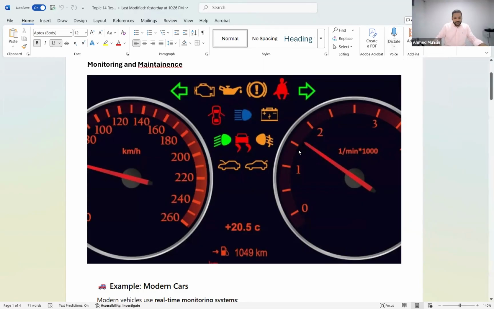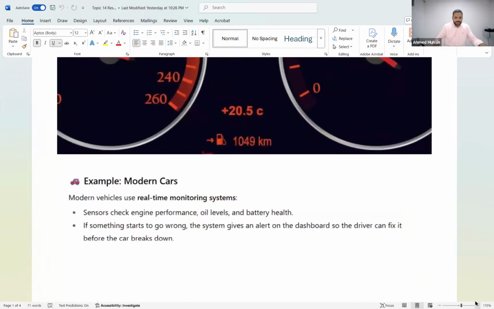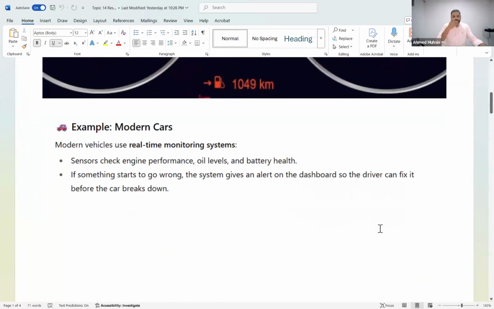Right. Then guys, can you just read this to yourselves? Because I feel like my verbal explanation is sometimes not that great. Can you guys read this? Modern vehicles have real-time monitoring systems. These are computer systems that tell you what's happening in the vehicle and what should be done.